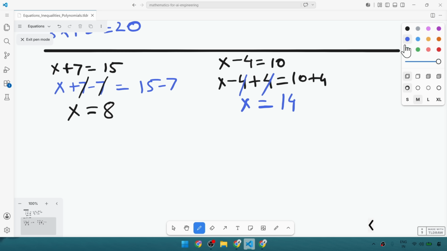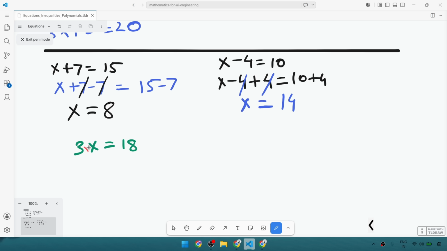So here let's say we have one more equation which is 3x equals to 18. Now how to get the value of x? Previously we have seen equations with addition and subtraction, but now we have this multiplication. 3x means 3 is multiplied by this x. This multiplication is hidden, right? You need not put that multiplication sign. It is understood that we are going to multiply this 3 with the x.